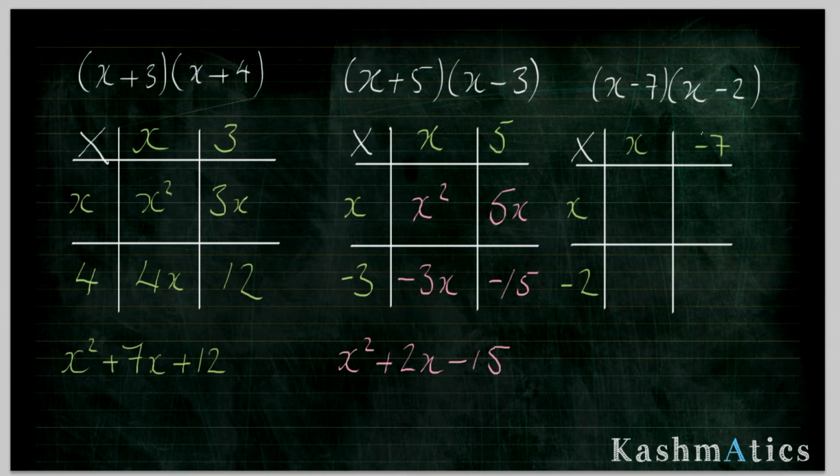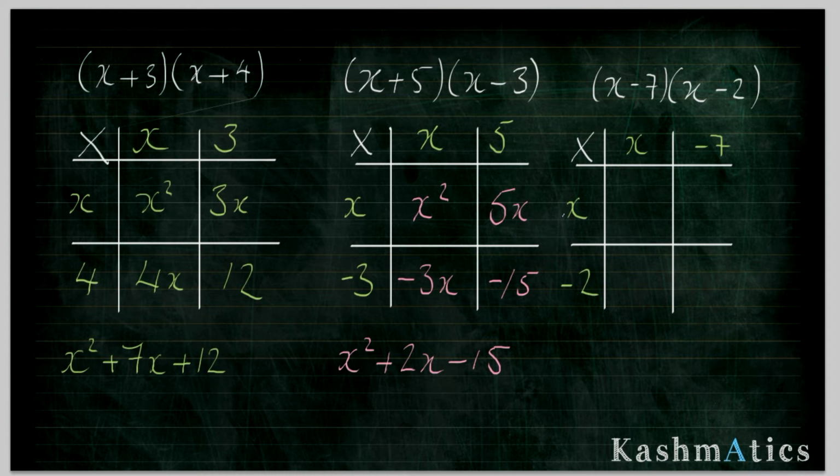Now in this case here, what we've got is x minus 7 and x minus 2. Now we've got to be extra careful here because we've got lots of negative signs, and what I always tell my students is if you see lots of negative signs, always be on guard.